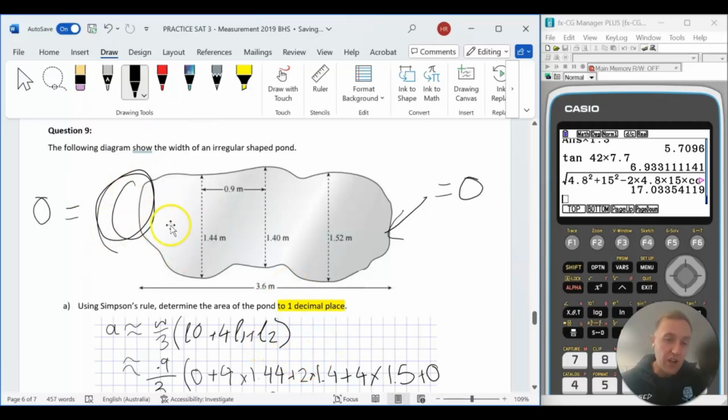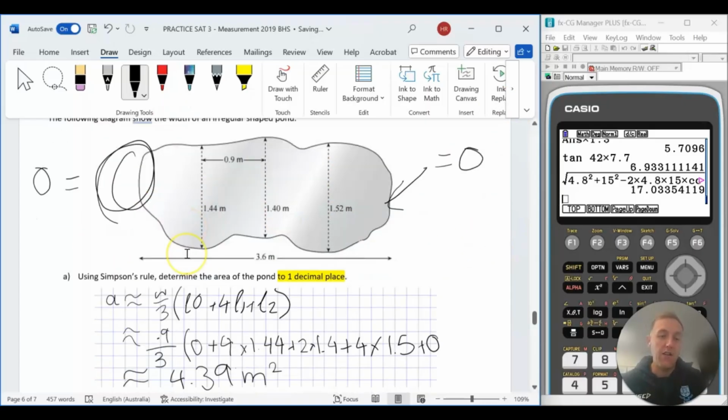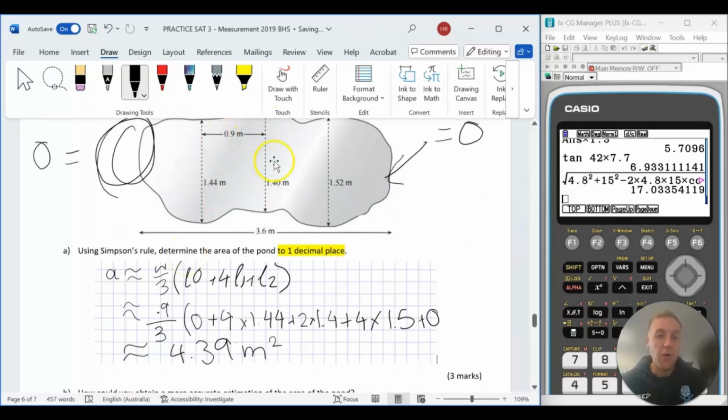All right. Notice here, we have to use it multiple times. We have a 0 factor here and we have a 0 factor here because there is no length. So we replace the numbers. We got our width of 0.9 over 3. Make sure you are using the width between the different offsets.